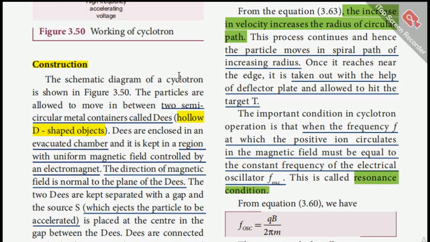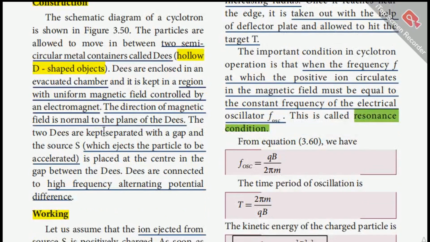The schematic diagram of the cyclotron is as shown, and the particles are allowed to move in between two semicircular metal containers called Ds, which are hollow D-shaped objects. The Ds are enclosed in an evacuated chamber, and it is kept in a region with uniform magnetic field controlled by an electromagnet. The direction of the magnetic field is normal to the plane of the Ds. The two Ds are kept separated with a gap, and the source S, which ejects the particle to be accelerated, is placed at the center in the gap between the Ds. The Ds are connected to a high frequency alternating potential difference.